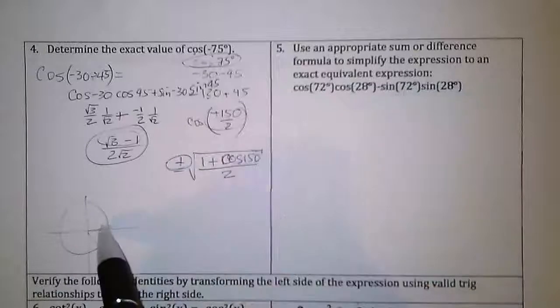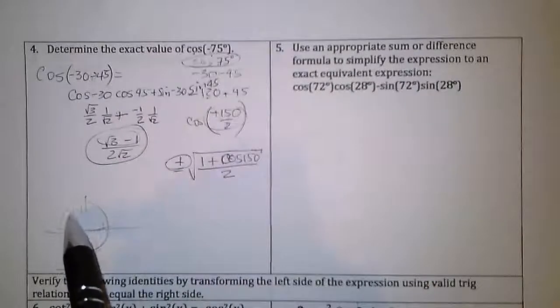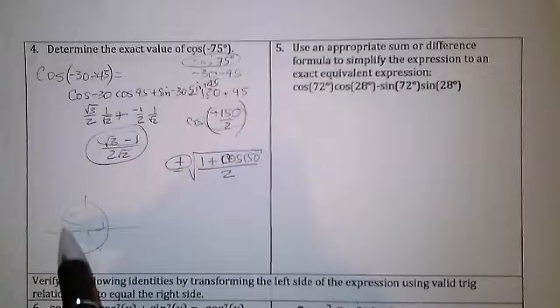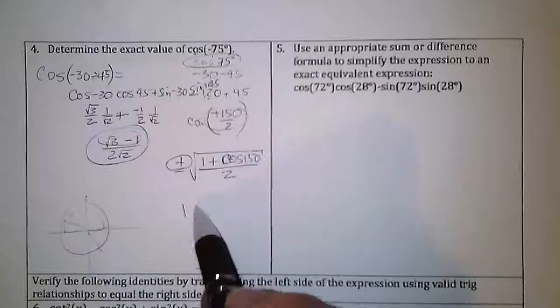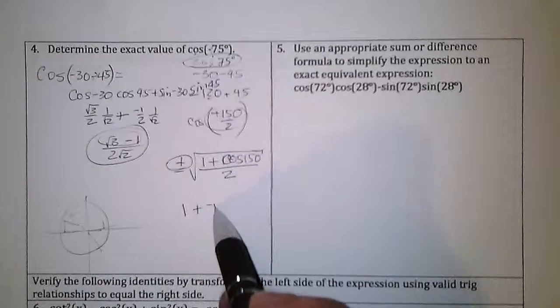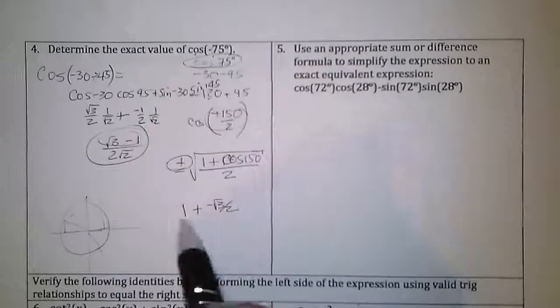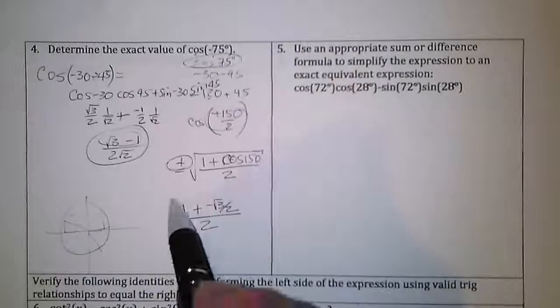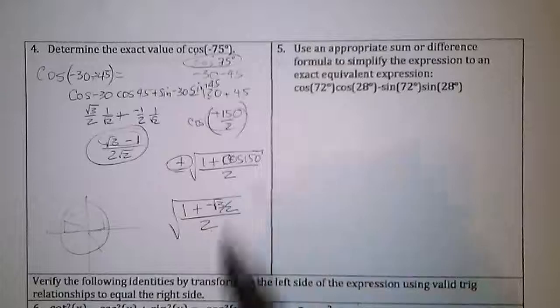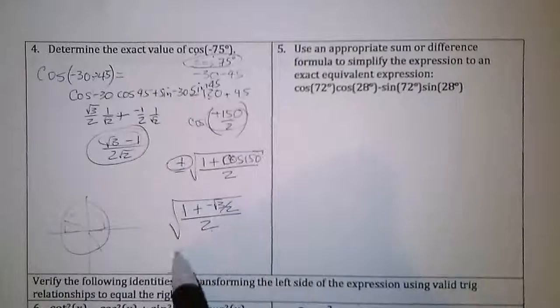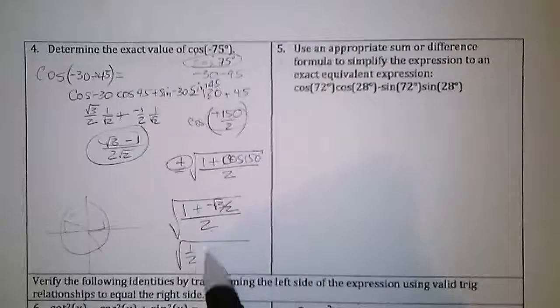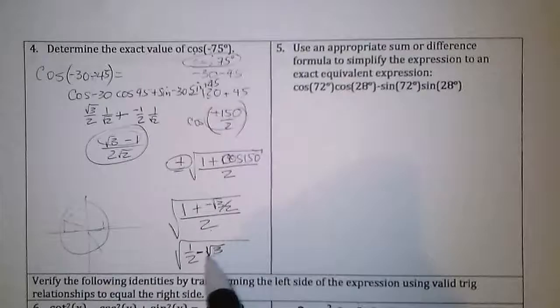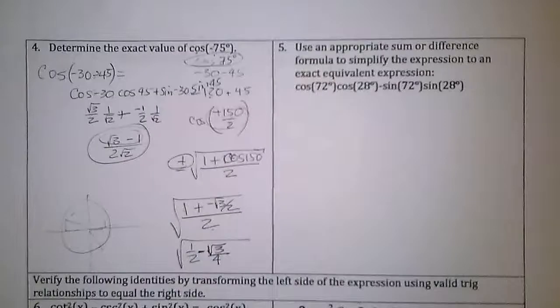Now the cosine of 150 is clear over here, which is negative square root of 3 over 2. So it's 1 plus a negative square root of 3 over 2 divided by 2, all under the square root. And so I can write this also as 1/2 minus the square root of 3 over half of this is over 4. Those are a couple ways I could write the answer. So there are other ways.